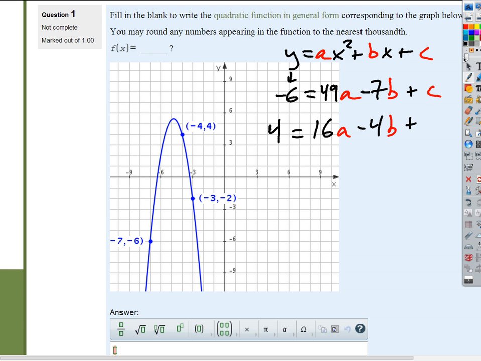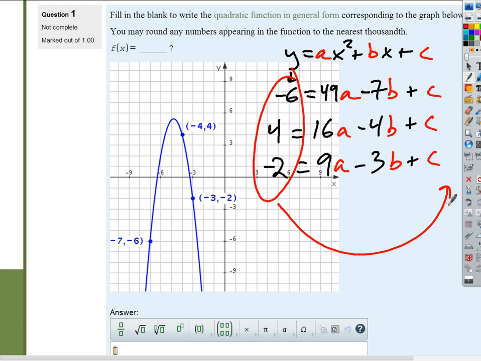Minus 4b plus c, right? And then the last one, minus 2 equals 9a minus 3b plus c. Make a linear system out of it, right? So if I move all these numbers over to the other side, then that looks an awful lot like what we did before. I can just make a 3x4 linear system, ask the calculator to put it in reduced row echelon form, and it gives me the answers.